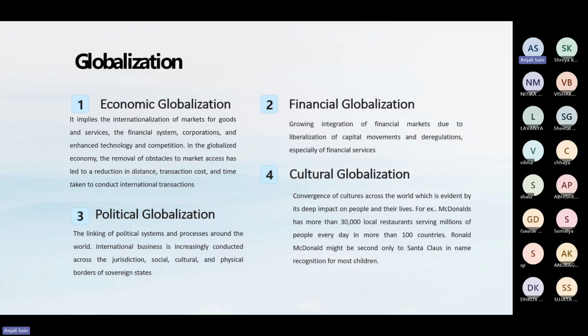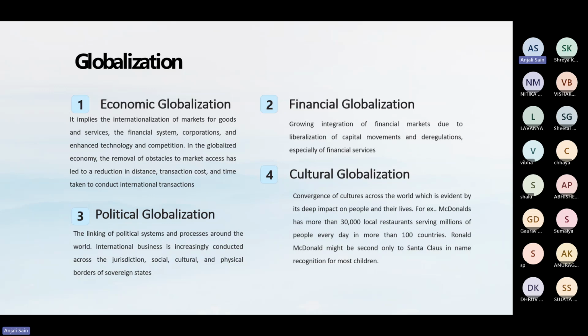Then there comes cultural globalization. Cultural globalization में क्या है? Convergence of the culture across the world, which is evident by its deep impact on people and their lives. ठीक है? In this case, we are converging. In this case, cultures of the two countries are coming together.